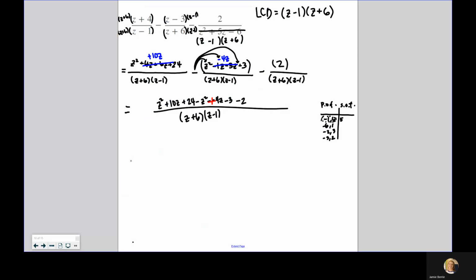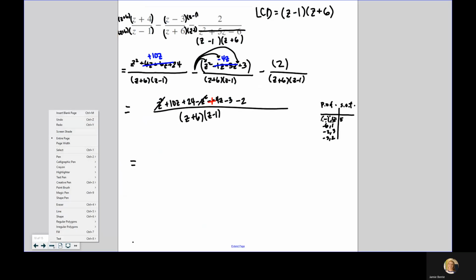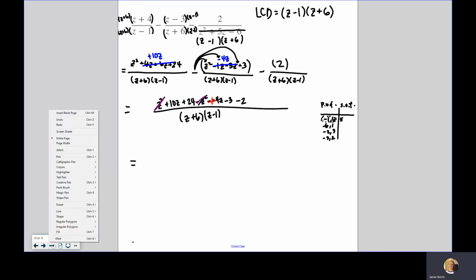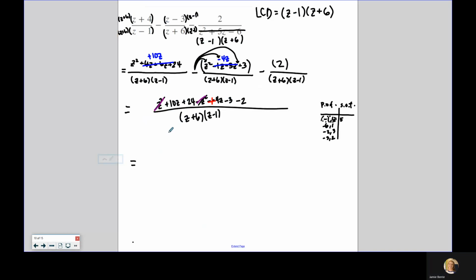All right, so z squared minus z squared. So those cancel. All right, so those just canceled out. Now do you see any other like terms? 10z plus 4z is 14z. 24 minus 3 minus 2. So 24 minus 3 would be 21. Minus 2 more would be 19.